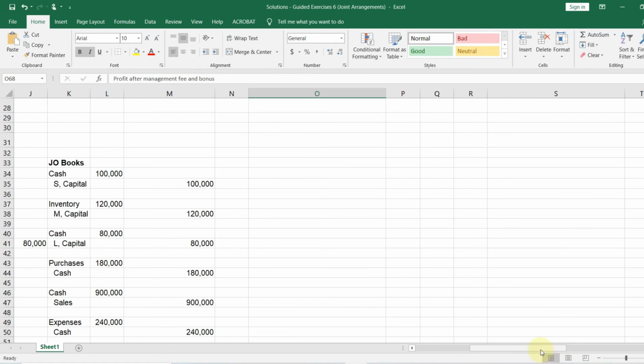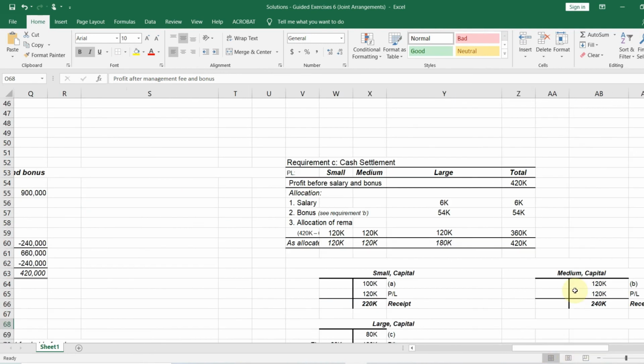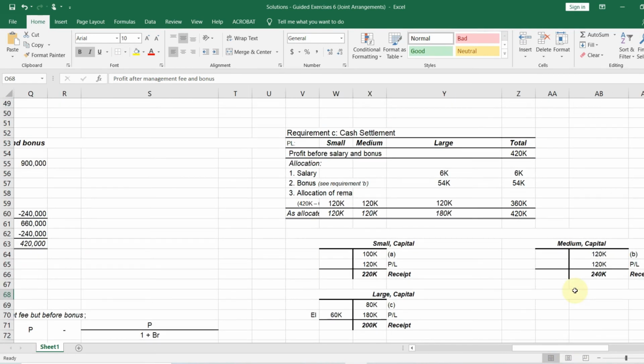Next, you have cash settlement. Yan. Actually, it's the same. Okay, wala naman pinagkaiba, kasi separate books lang naman. Okay, so you have 426 na salary, bonus na 54 from the computation kanina, then allocation of the remaining 360 divide 3. Okay, the same naman, 120, 120, 120. Okay, so pero ito ay hindi the same.